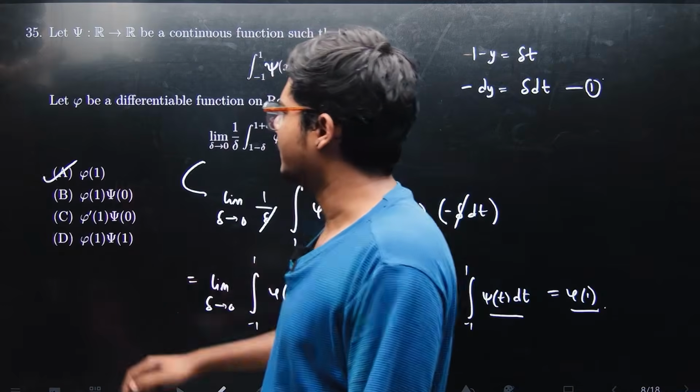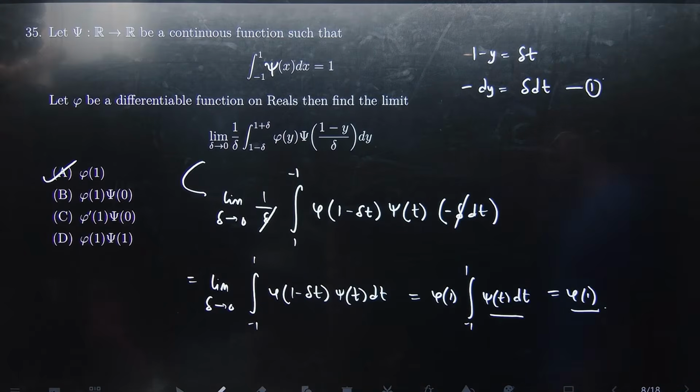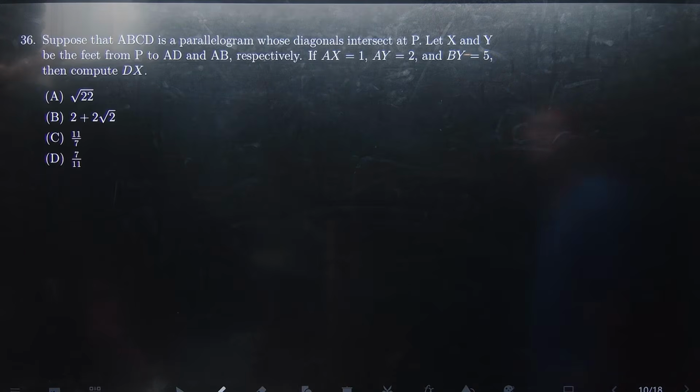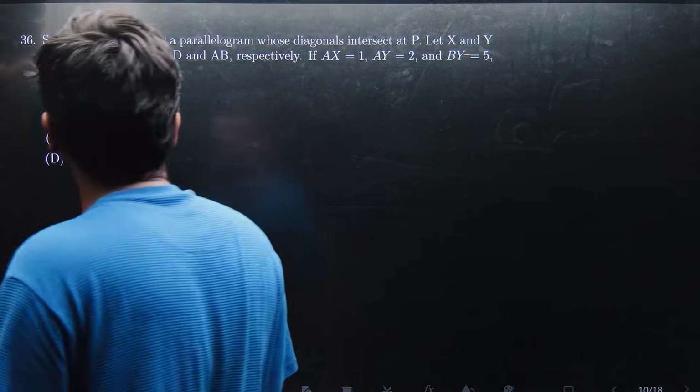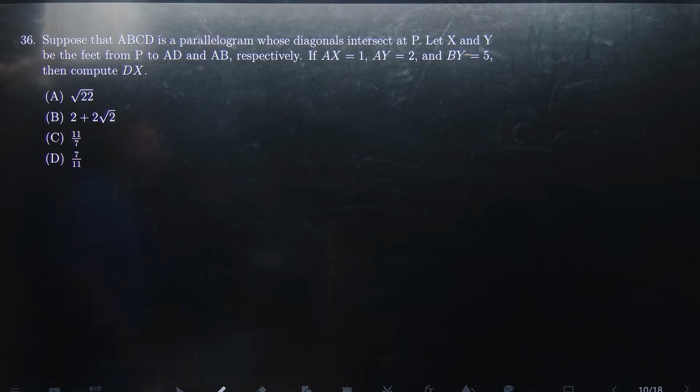That's option A, alright? As simple as that, okay? Coming to question 36. Suppose ABCD is a parallelogram whose diagonals intersect at a point P. Let X and Y be the feet of perpendiculars from P to AD and AB respectively. If AX is equal to 1, AY is equal to 2, BY is equal to 5, then compute DX.